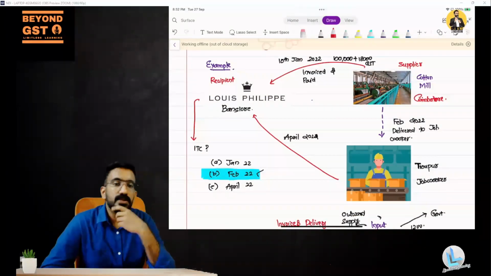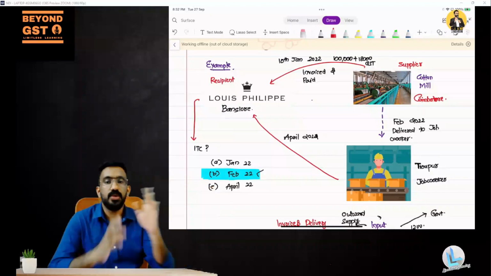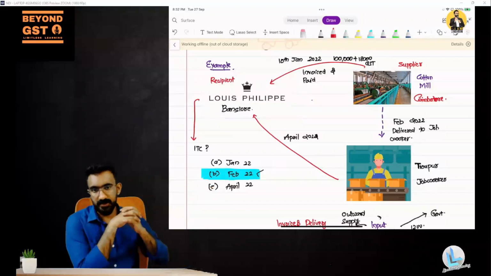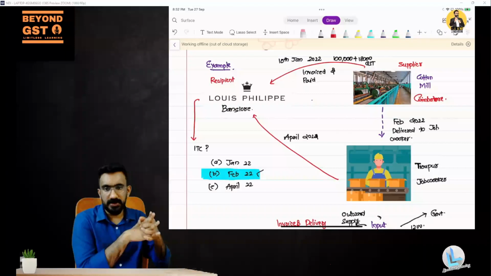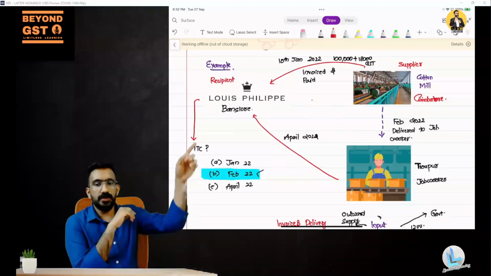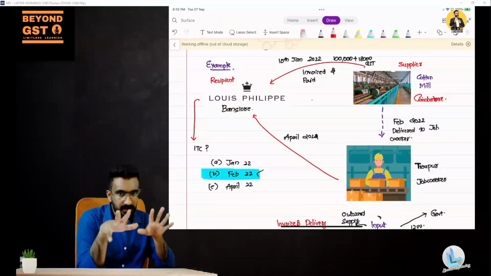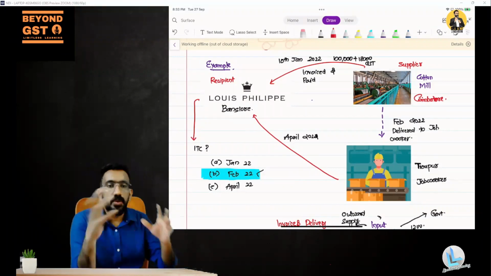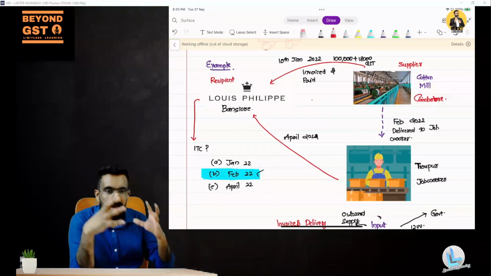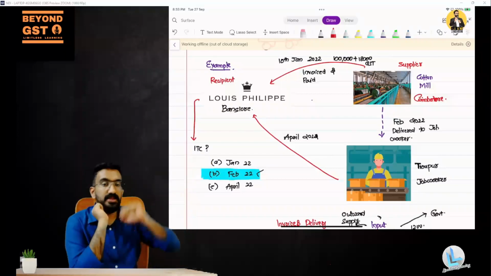Now the next example is there on the screen. I will explain it. You have to give me an answer on this scenario as well. We all know about this company called Louis Philippe. The Louis Philippe company is located in Bangalore. What is it that Louis Philippe wants to do? Louis Philippe wants to get the best cotton raw material from Coimbatore. So they went to Coimbatore to get the best of cotton.